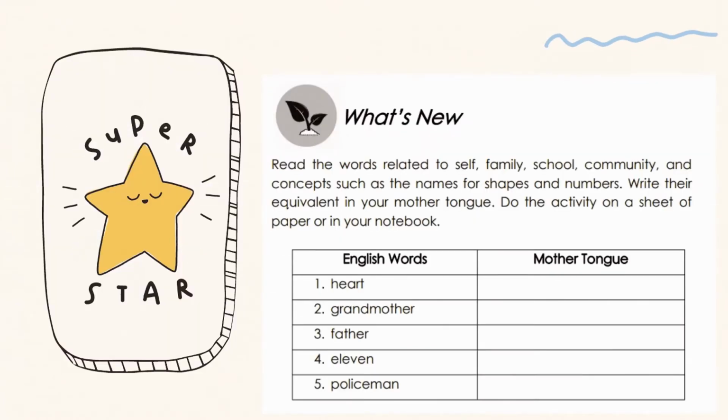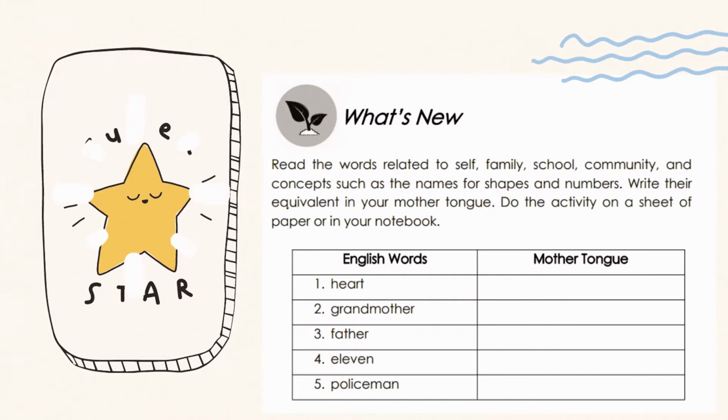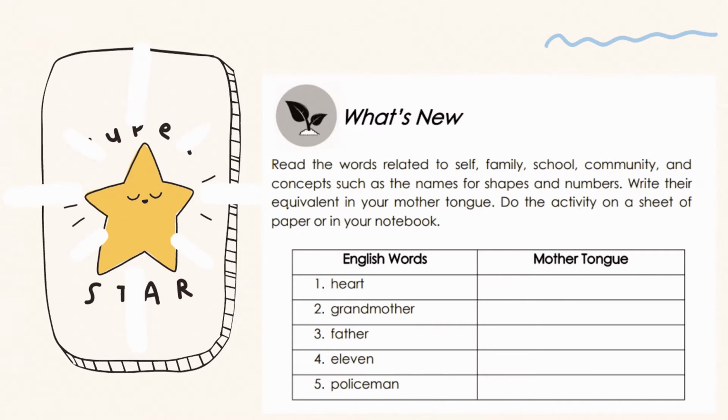For what's new, read the words related to self, family, school, community, and concepts such as the names for shapes and numbers. Write their equivalent in your mother tongue. Do the activity on a sheet of paper or in your notebook. You're going to translate the following words in your mother tongue or in Filipino. Here are the English words that you're going to translate. Number 1, heart. Number 2, grandmother. Number 3, father. Number 4, 11. And number 5, policeman.